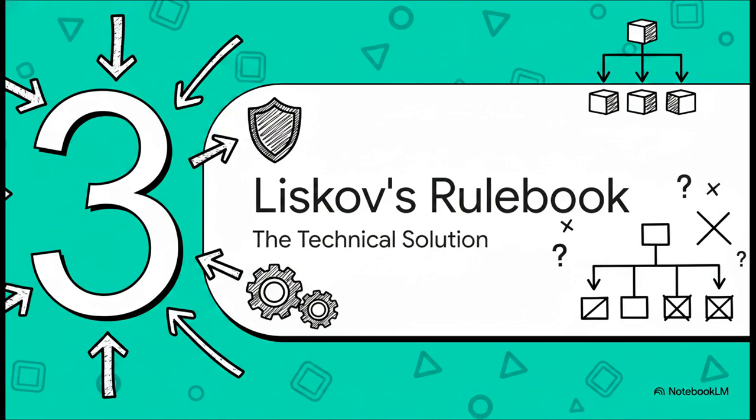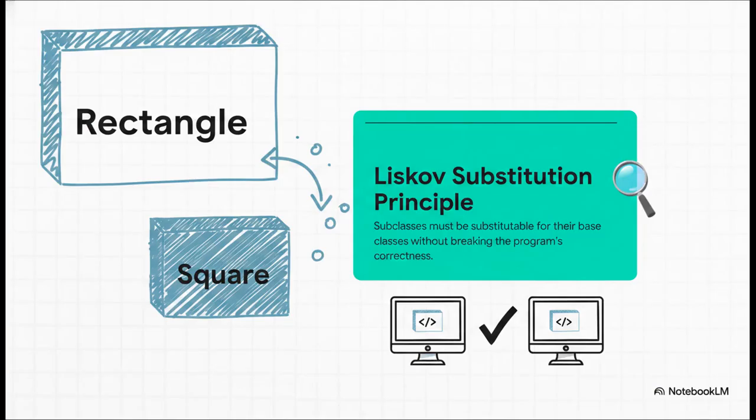So now, let's get into the nitty-gritty and look at the formal rules that will help you avoid this kind of mess in your own code. This is how we build predictable, reliable systems. And there it is, the big idea. It sounds simple, but it's so powerful. It just means that anywhere you use a base class, you should be able to swap in any of its subclasses, and the program shouldn't even notice. No surprises, no weird side effects, no quiet little bugs. The substitution has to be totally seamless.